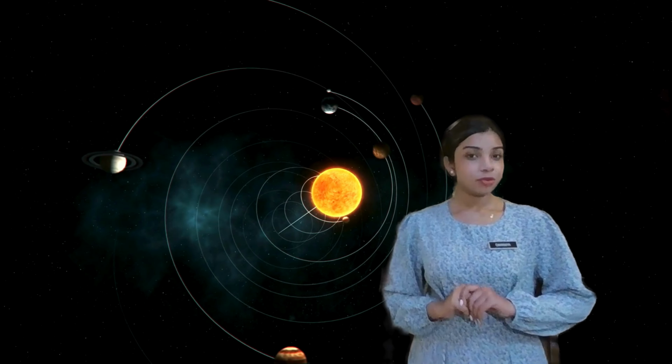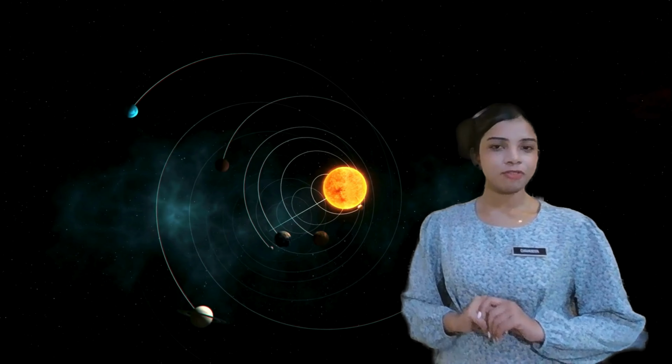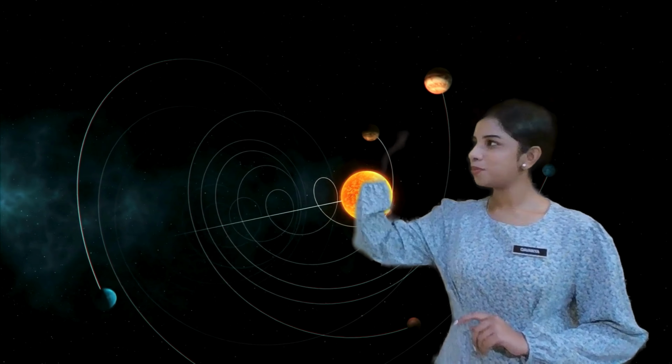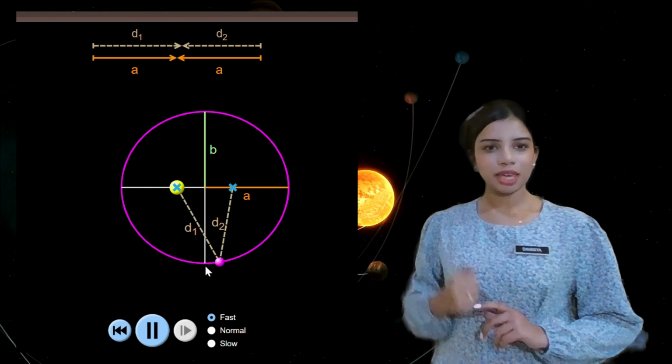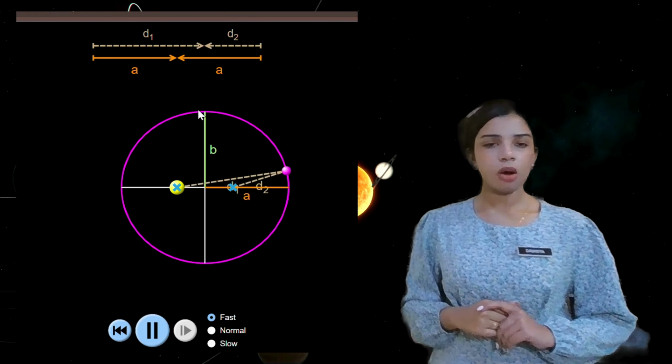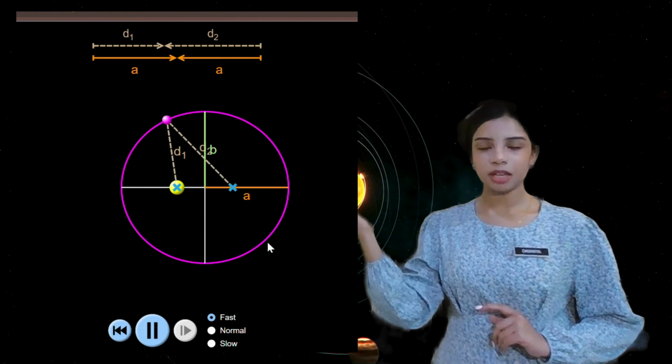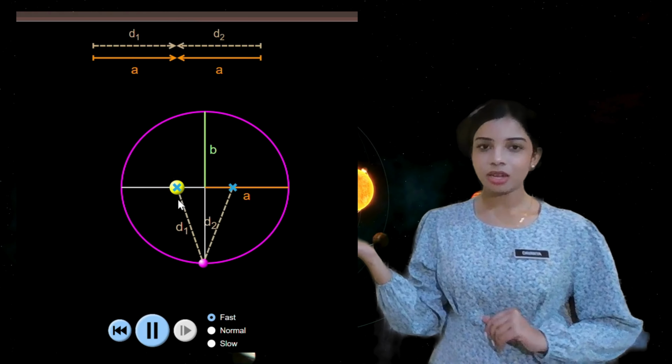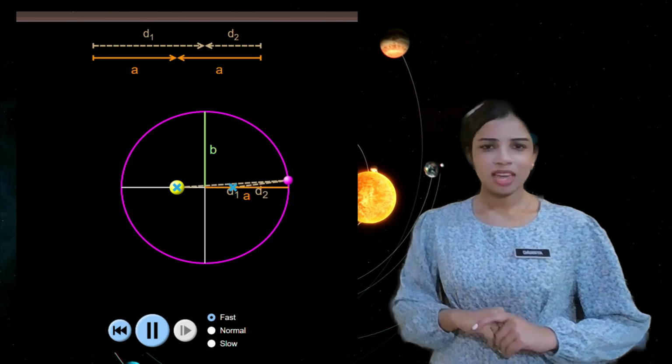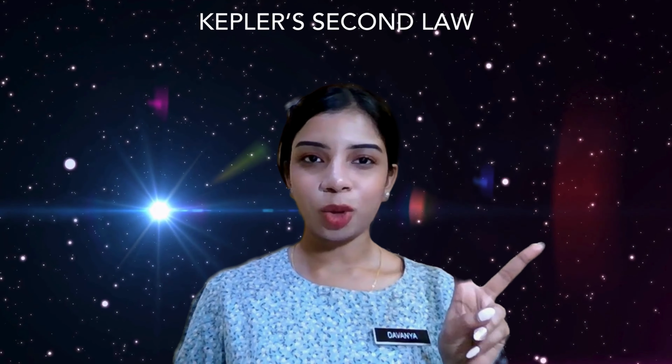Now, let's witness a simulation for Kepler's first law. Here we can see that all planets move in elliptical orbits with the sun at one focus. Isn't it easy, my dear students? Now let us see the second law.